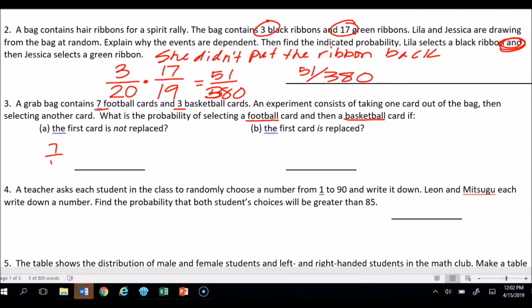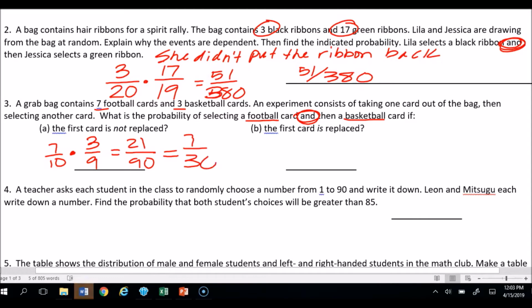So we're going to do 7 over 10 because there are 7 football cards. And then if we do not put the card back, then our denominator again is going to go down. And again, this is going to be an and statement because it says and right here. So we're going to multiply. So we know that the number is going to go down to 9, but we still have 3 basketball cards in there. So this is what we're going to do: 7 over 10 times 3 over 9. When we do that, we get 21 over 90, and this reduces to 7 over 30.